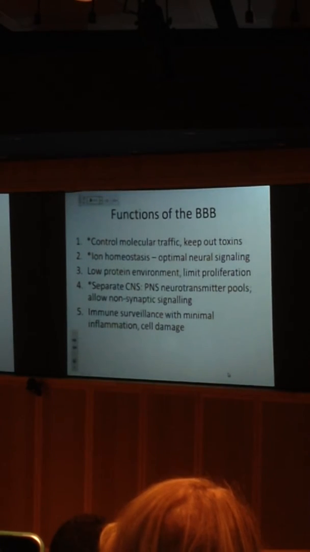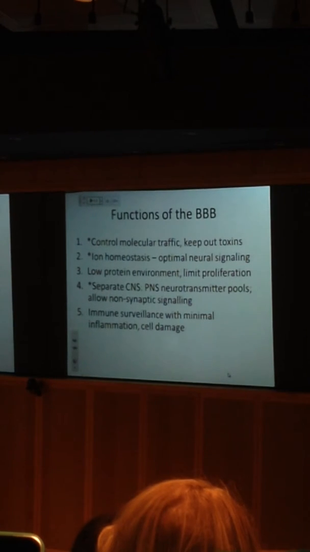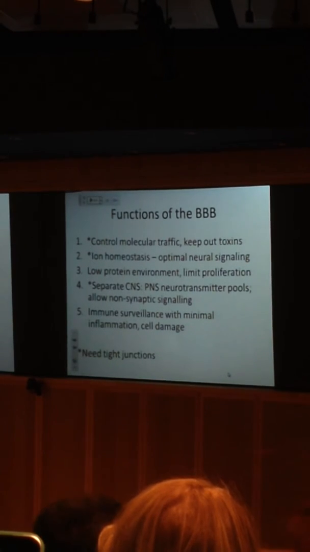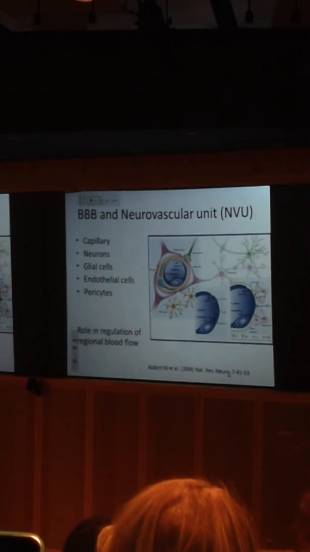And then last but not least, immune surveillance with minimal inflammation and cell damage. Okay, so you don't want to let T cells, B cells come in and wipe out your nervous system if there's any suspicion going on. So the ones with astrocytes are listed here, these tight junctions that we just talked about.